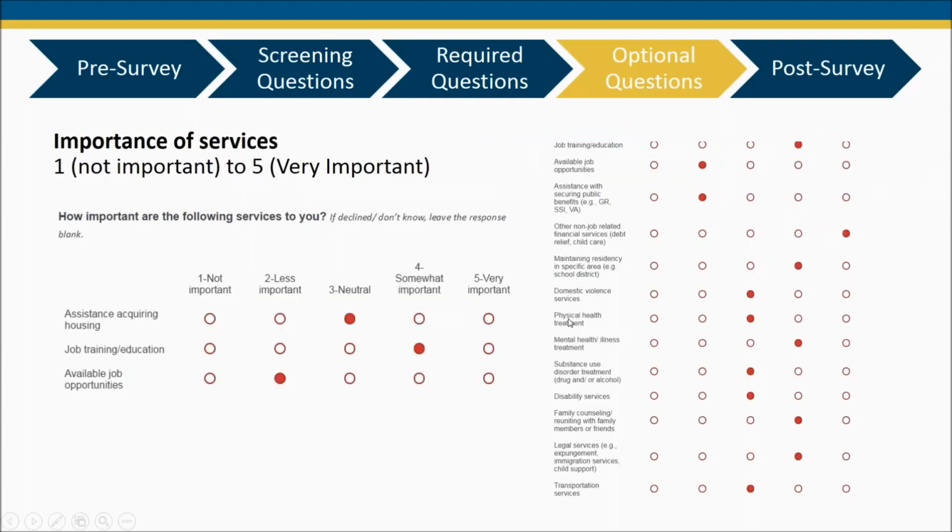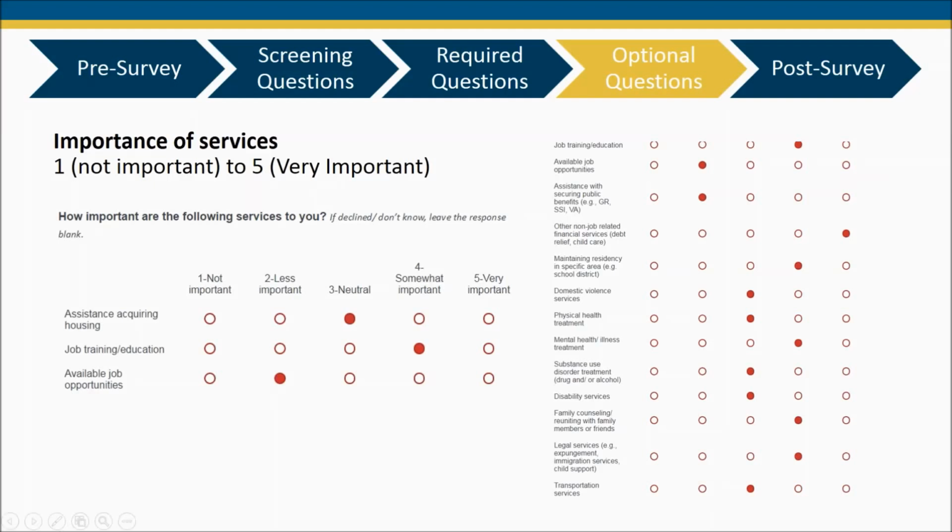The last question of the optional question section is around importance of services. This question is to understand what youth values the most in terms of the services offered to themselves. You will have to explain that this question is framed as a scale question. From a scale of 1 to 5, 1 is not important, 5 is very important. How important are the following services to you?